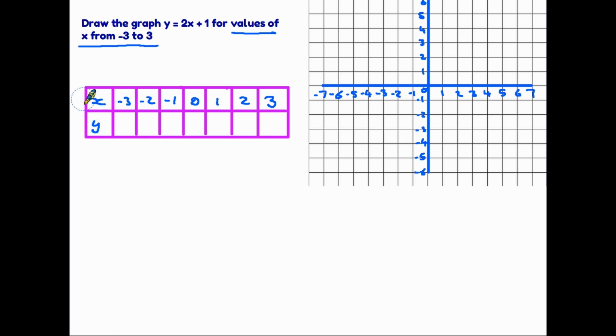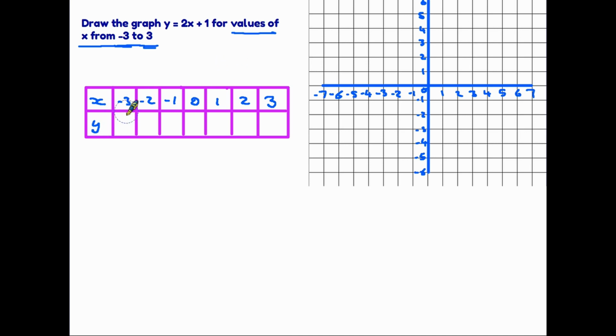So on the top row we've got x and we've got all the values of x from -3 to 3, which is what is in the question. What we need to do now is substitute each of these values into the equation. So we need to work out the value of y if x were -3, -2, -1 and so on. And this is where it's not necessarily so easy because you have to do a little bit of mental arithmetic.